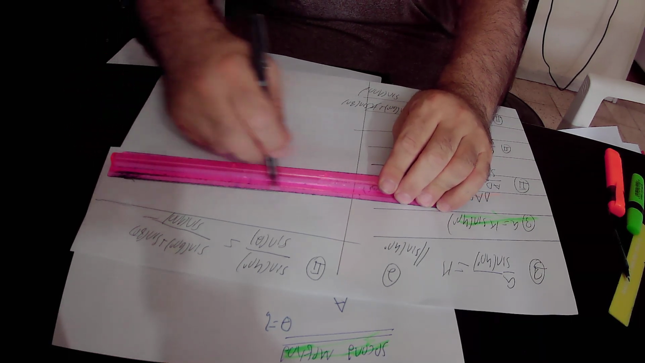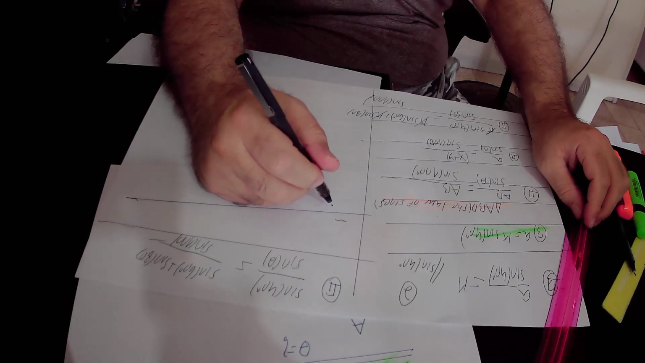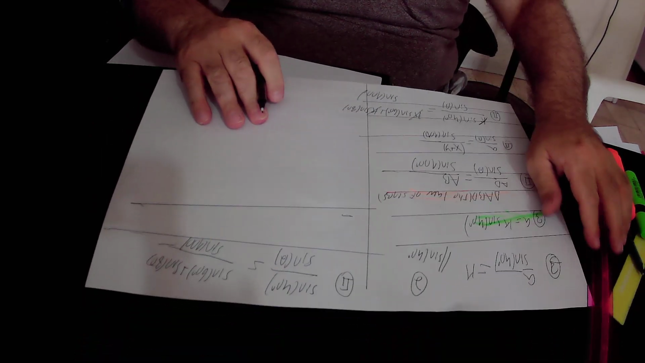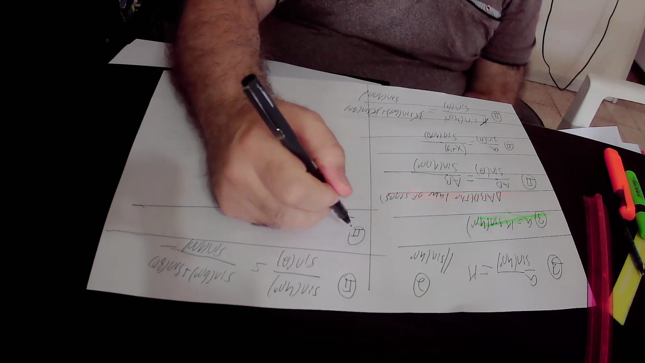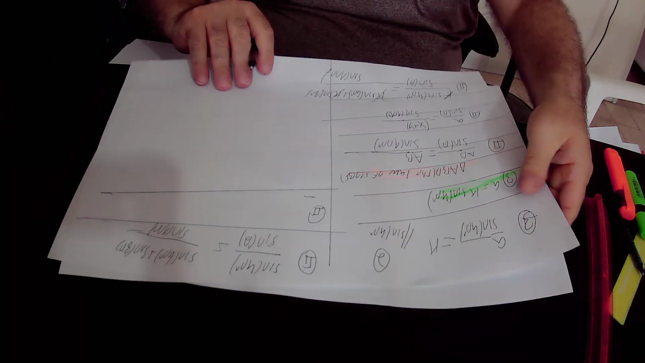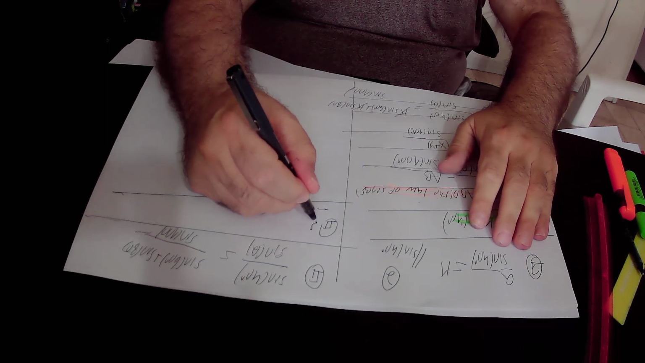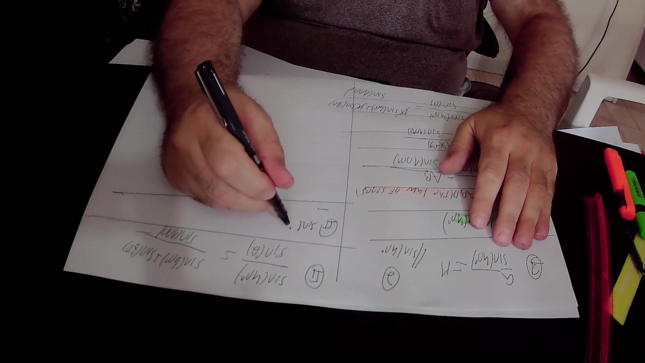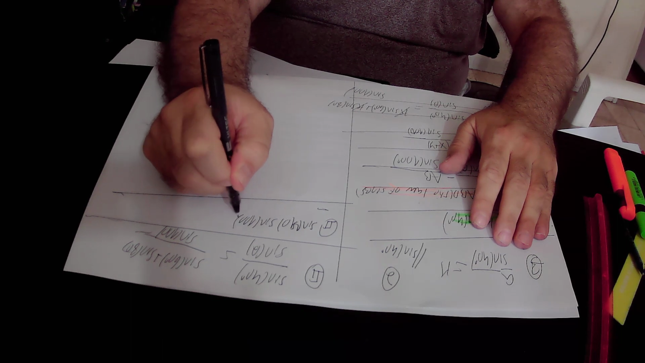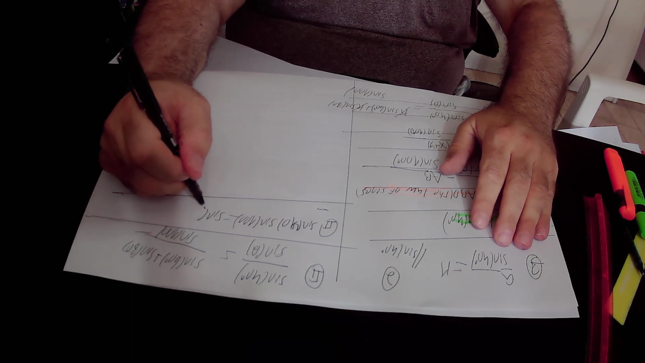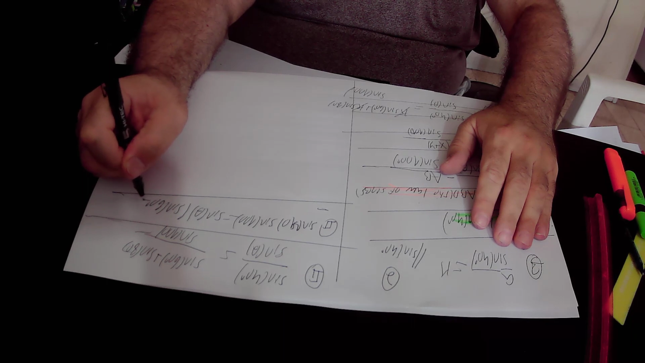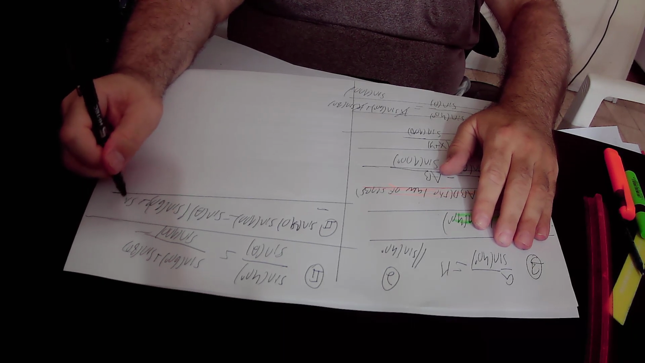Here we cross multiply equation number 2, and we get that according to equation number 2, sine 40 degrees times sine 100 degrees equals sine theta times sine 60 degrees plus sine 80 degrees.